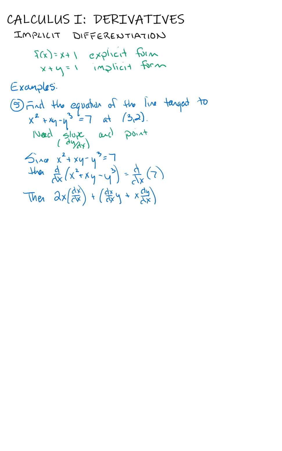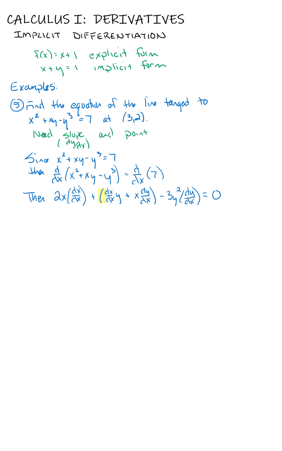And then we will take the derivative of our last piece. Well, the derivative of negative y cubed is negative 3y squared, but chain rule says I then have to multiply by the derivative of y with respect to x, which is dy dx. On the right-hand side, not so bad. We're going to take the derivative of a constant. That is just 0.